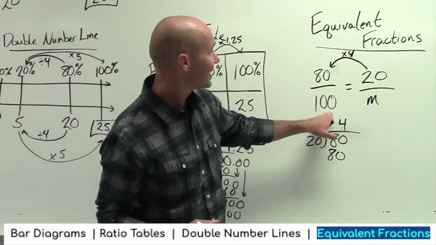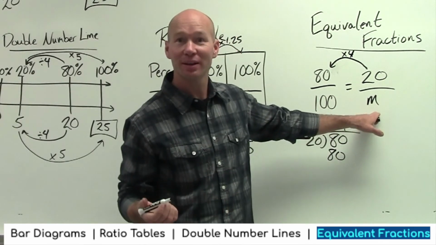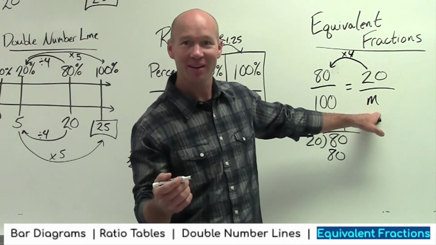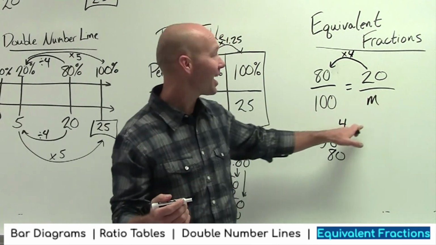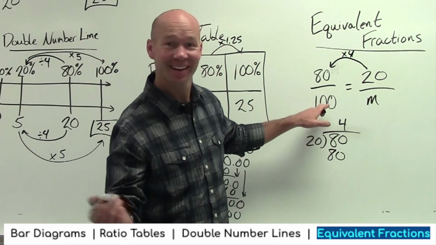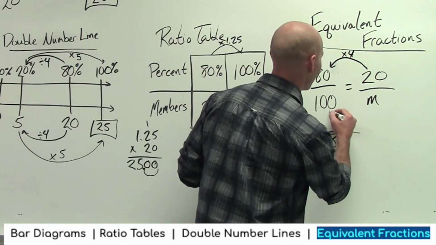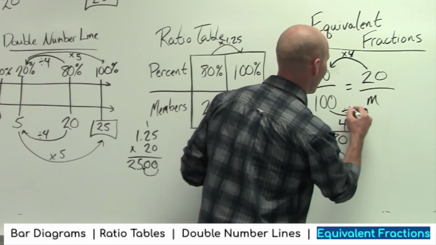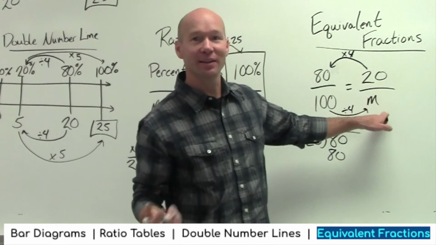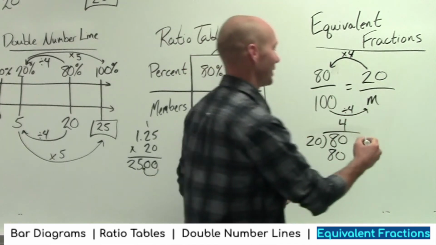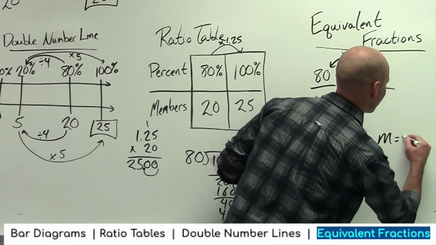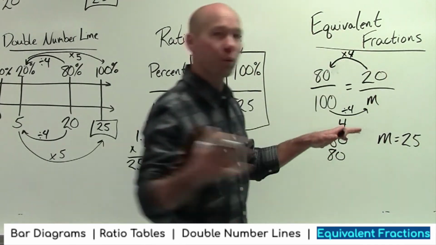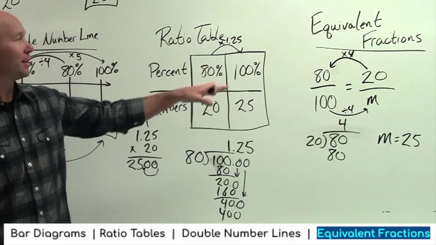Therefore 100 divided by 4 is what? It's 25. And 25 times 4 is what? 100. So 100 divided by 4 is going to give me m. And I get m equals 25. There are 25 members in this club.